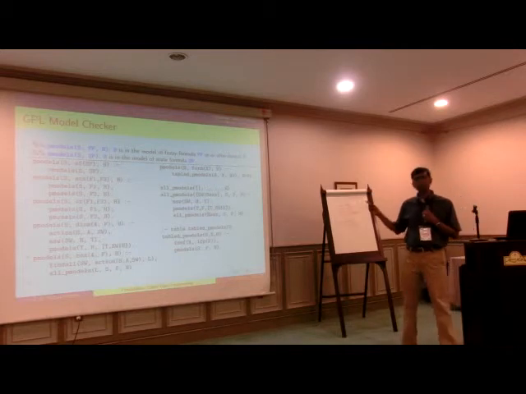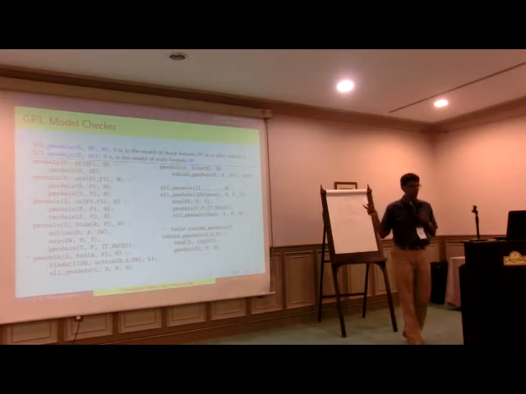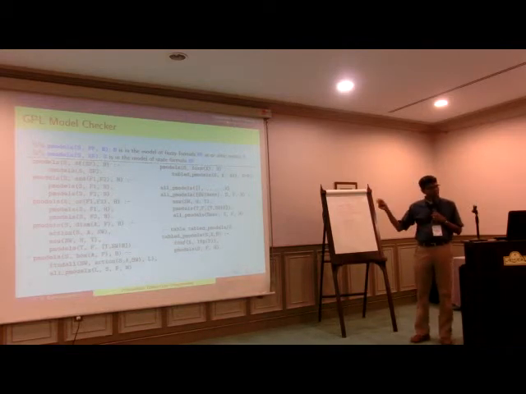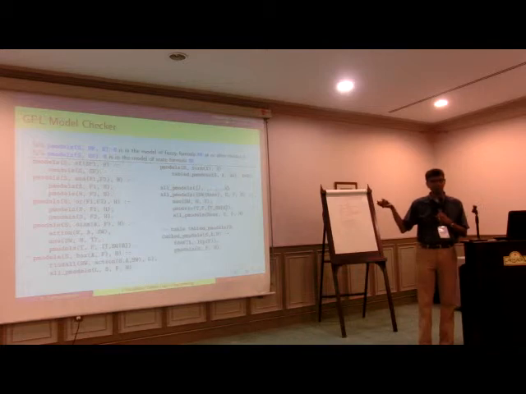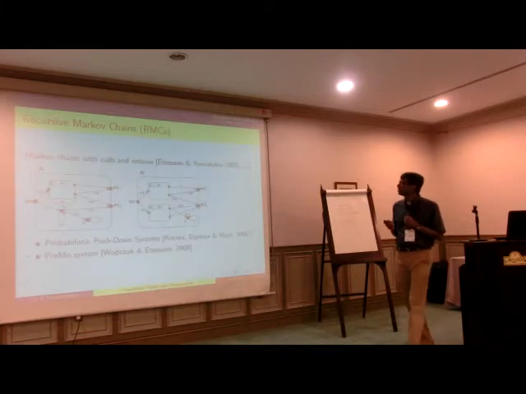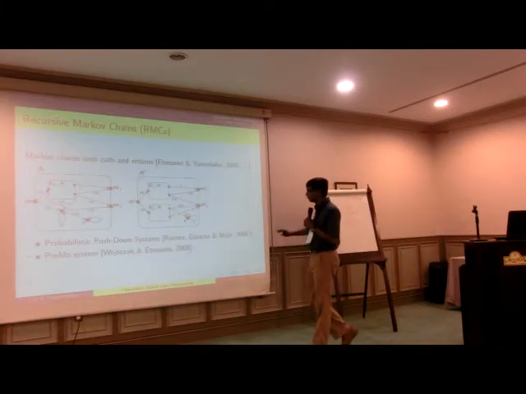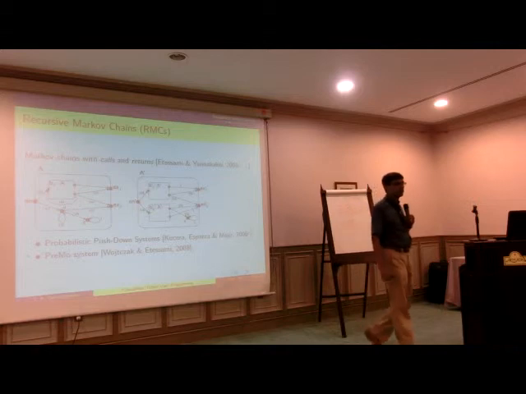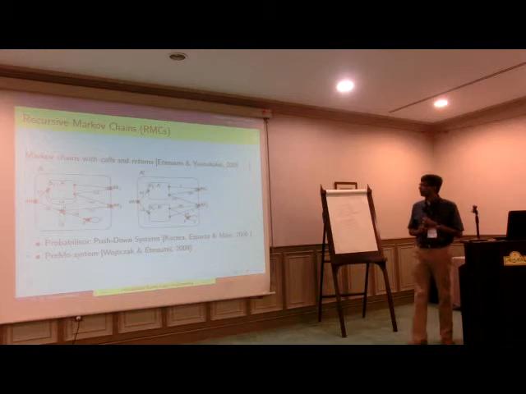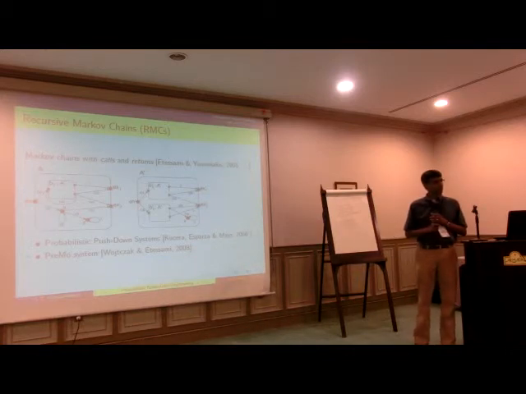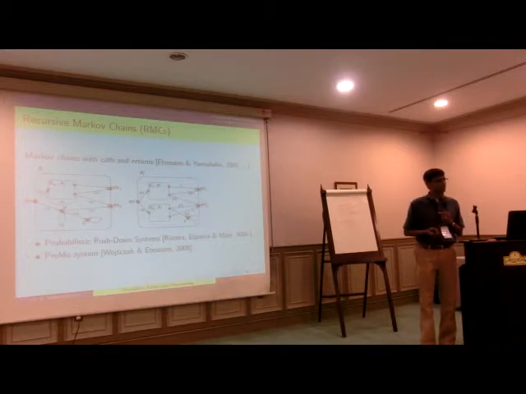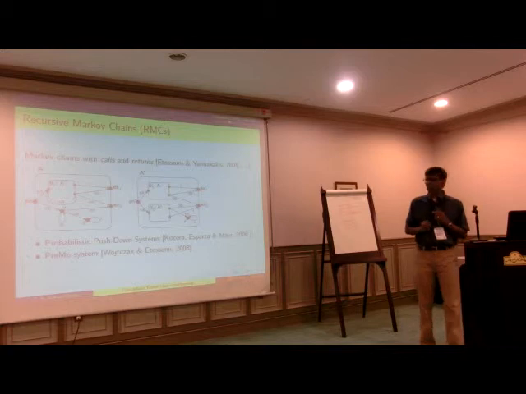Okay? So that is the straightforward encoding of the GPL model checker, and it turns out that this probabilistic logic way of encoding model checkers is actually useful in being able to encode this kind of more expressive model checker. Why is GPL actually useful? There is more recent work on what are called recursive Markov chains. The first paper on this was by Yannakakis and Etessami in 2005. I think they had a JACM paper significantly later, 2009, but the first conference paper was in 2005.